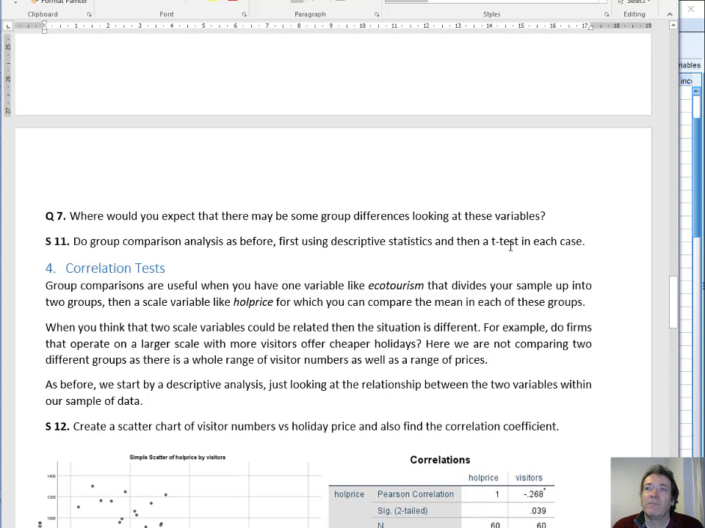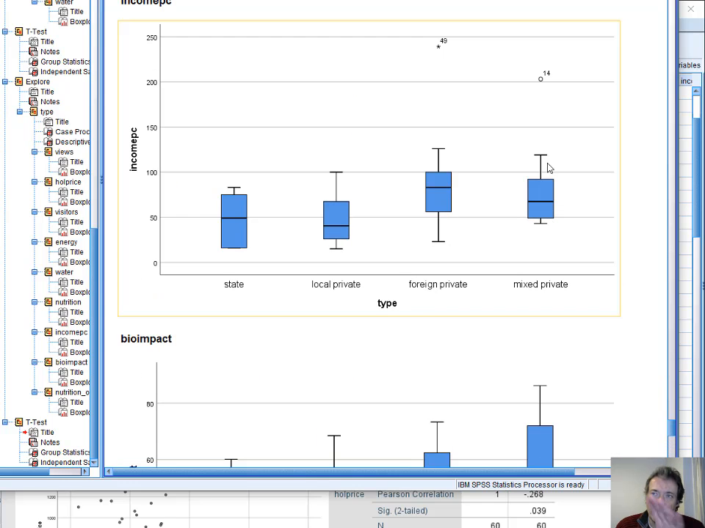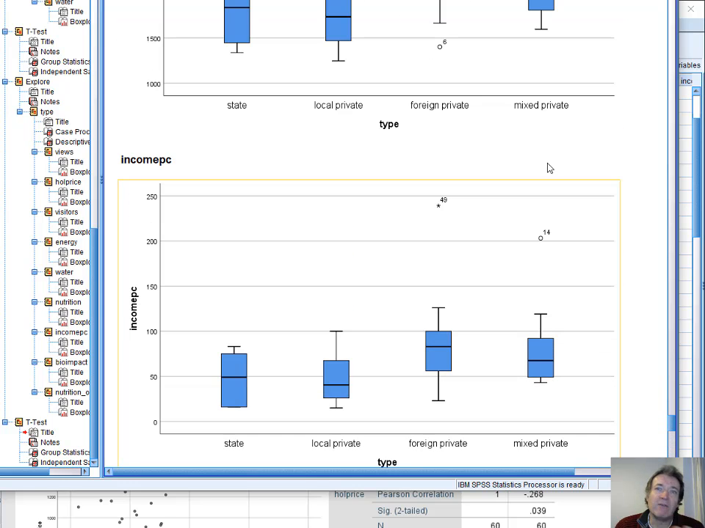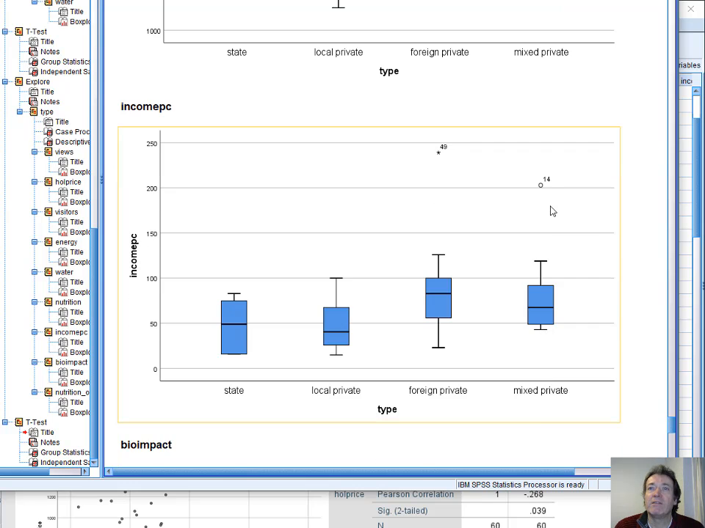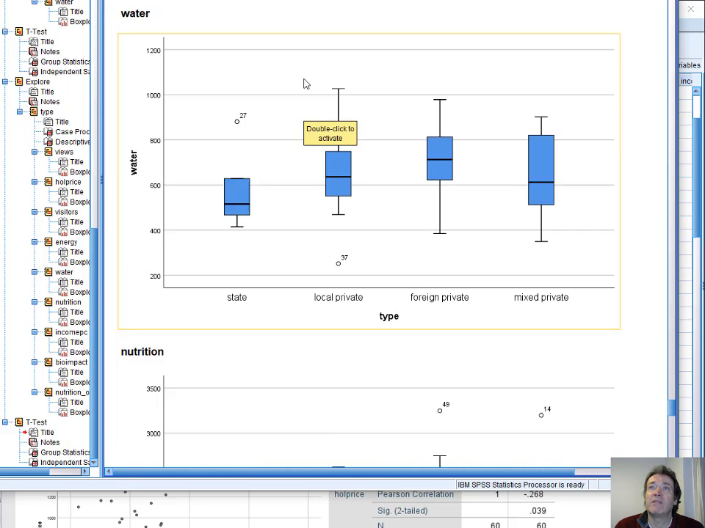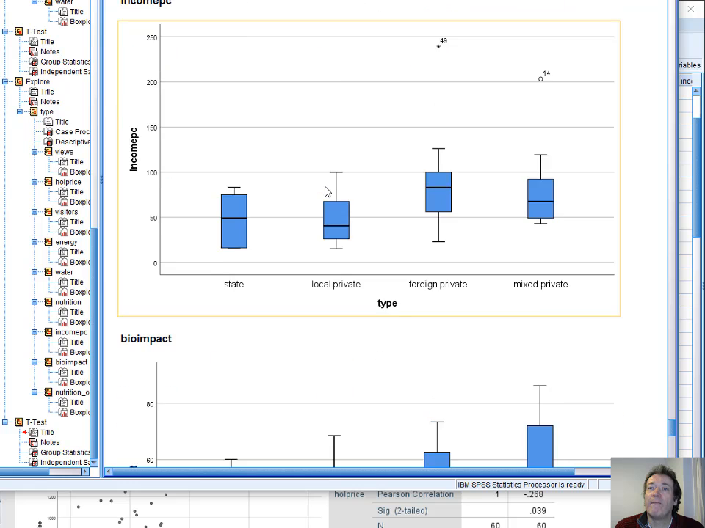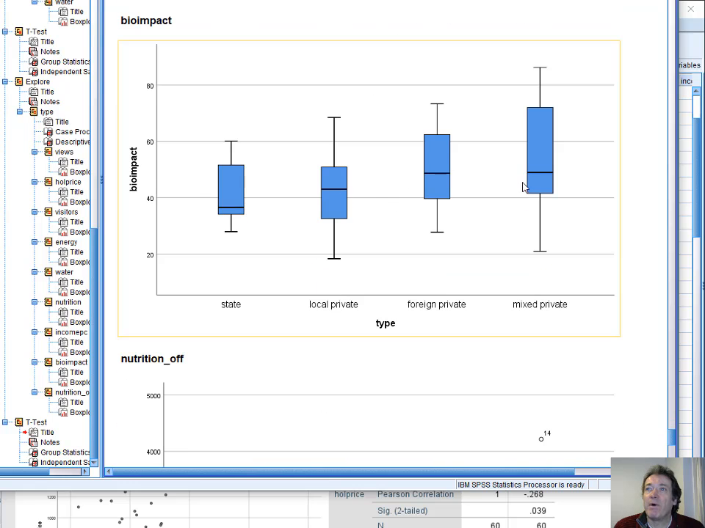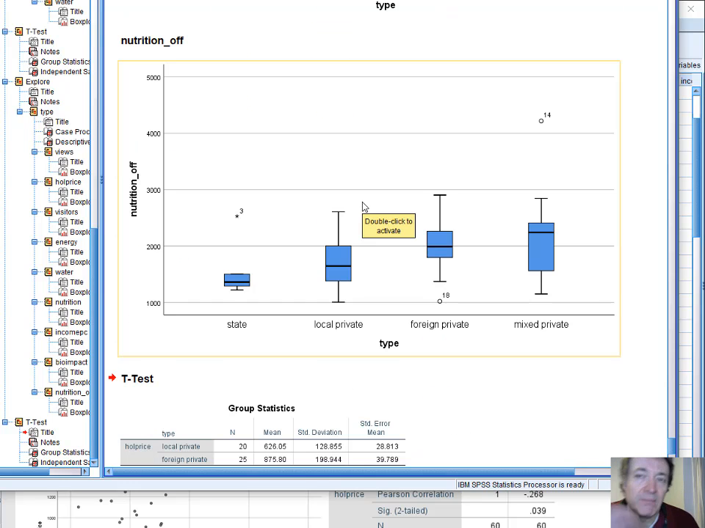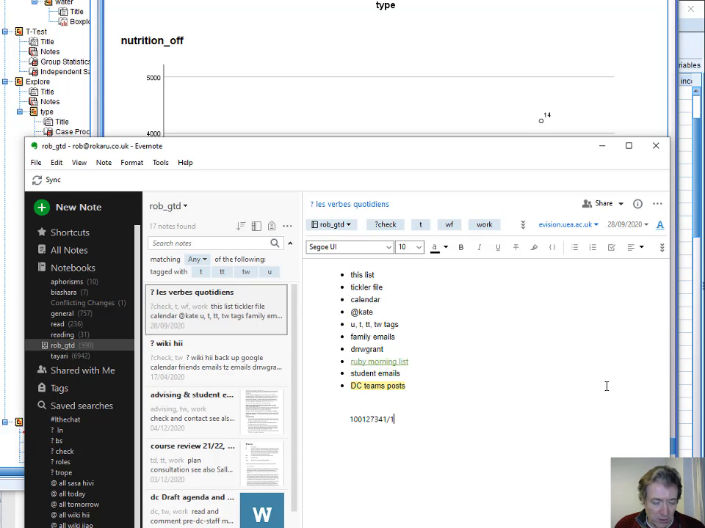Okay, so you can carry on and do some further t-tests. I've used Excel to look at all the comparisons just in the sample. So if there's any others that you think might apply in the whole population, such as perhaps this income difference between local private and foreign private, or the visitor number difference here between state and local private, or the impact between the mixed private and local private, you could test those.